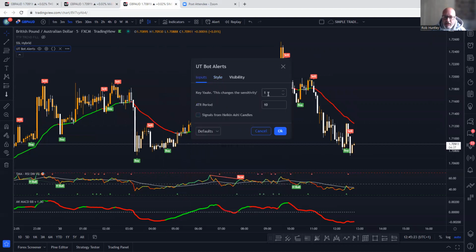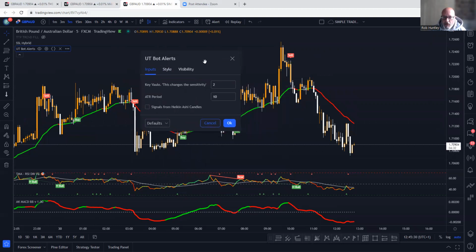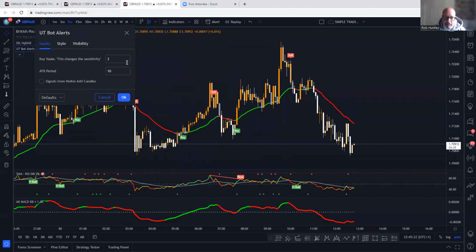You can change the sensitivity. It looks like this is on 1 at the moment. You can change it to 2, which gives you less alerts, as it were, less signals. But in the main, they're pretty good.